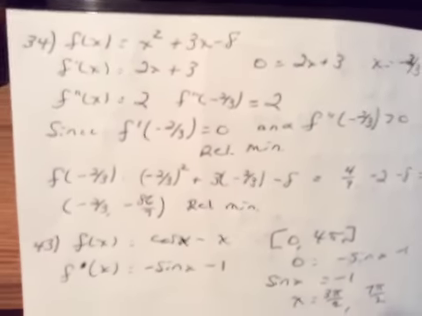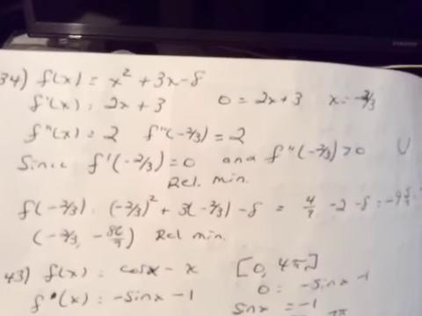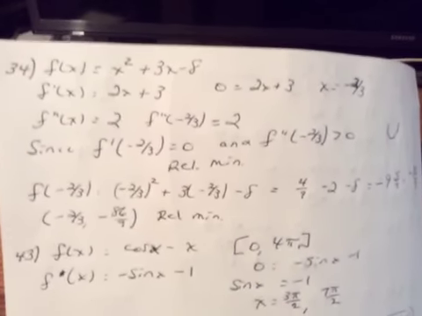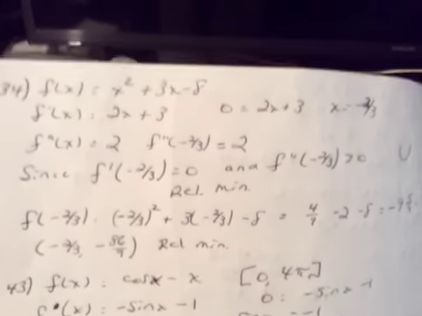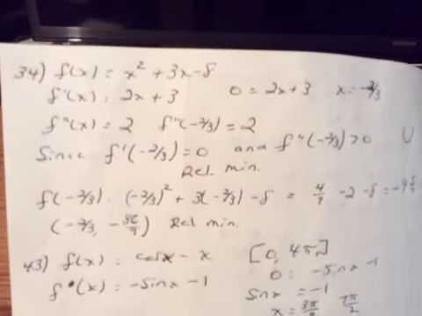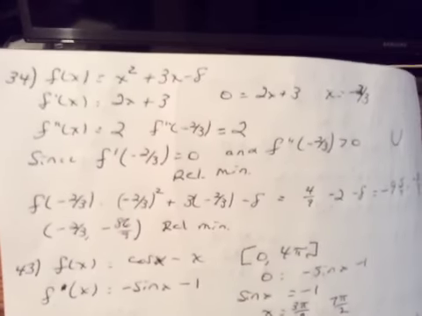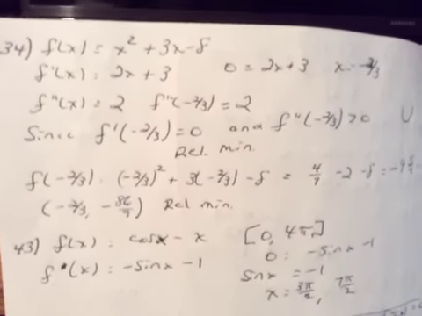Here's 34. I'm not going to say a whole lot about it. Here you're looking for points of inflection. Or actually, I take that back. They want you to use a second derivative test. You take the derivative, set it equal to 0, and find out where the derivative is 0, which is at -2/3. You put that value into the second derivative.